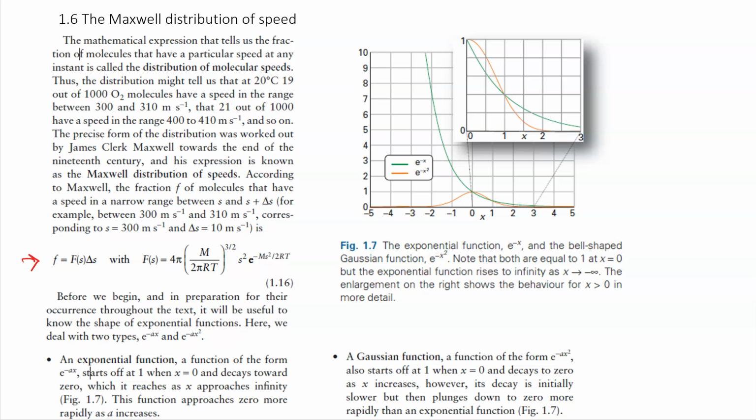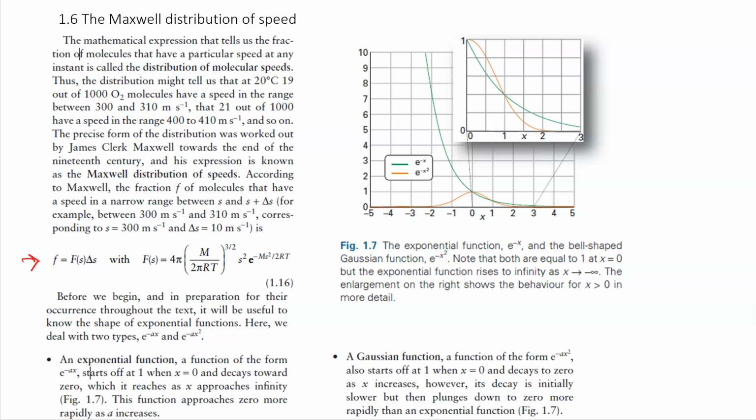Where we have f equals a function of s times delta s, where the function of s equals 4 pi times the quantity m over 2 pi RT to the 3 halves power. This is getting to everyone right now, don't worry, we're going to break this down into components, don't sweat too hard, times s squared times e to the minus ms squared over 2RT.